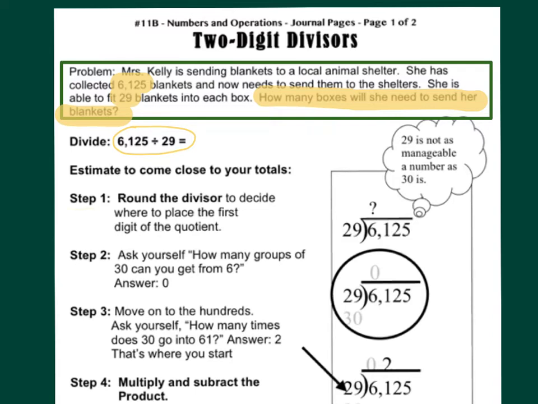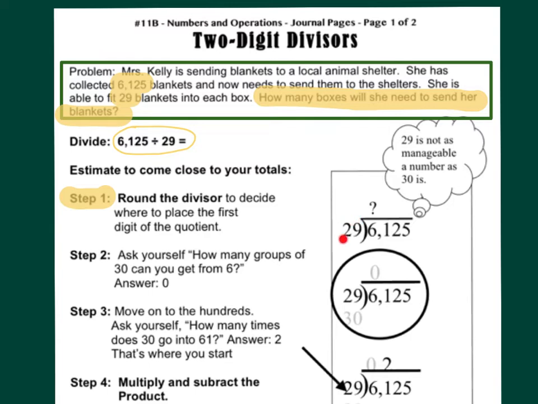Solving division problems with two-digit divisors is no different than solving with a one-digit divisor. The only difference is that a two-digit divisor makes it a little bit more difficult to figure out where to start in our quotient. So we actually have an added step here, and for our first step, we're going to round the divisor to decide where to place the first digit of the quotient.